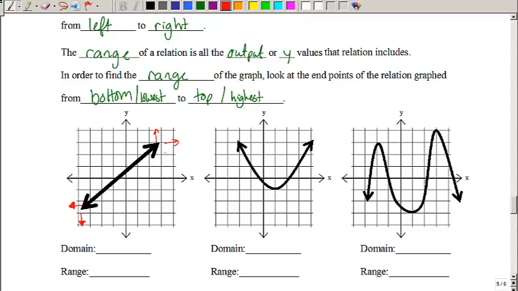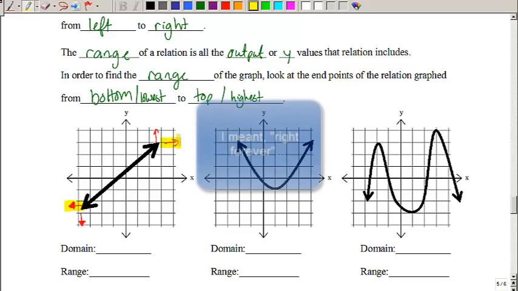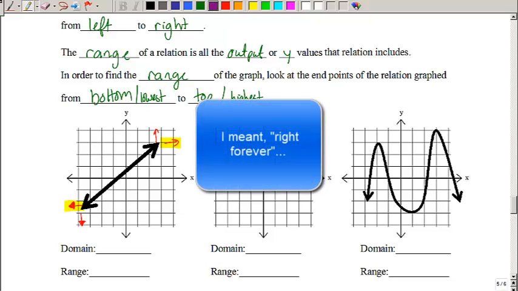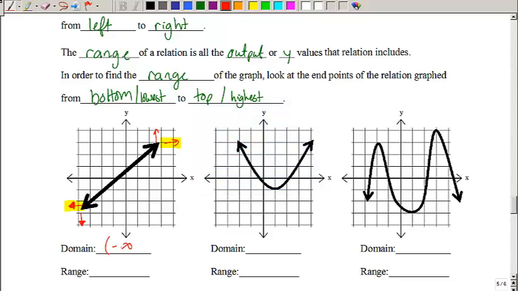When I'm looking at the domain, I'm looking for the endpoints of the relation graph from left to right. How far left does this function go? Well, this arrow right here tells me that my function goes left forever. How far right does this function go? Well, this arrow right here tells me that my function goes right forever. So my domain is negative infinity to positive infinity.